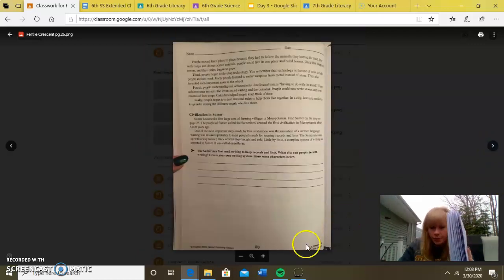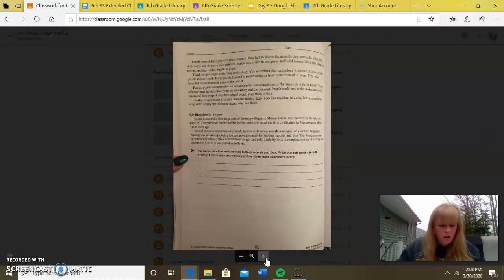Next page. Some people moved from place to place because they had to follow animals they hunted for food. But with crops and domesticated animals, people could live in one place and build houses. Once this happened, towns and then cities began to grow. Number 3, people began to develop technology. You remember that technology is the use of tools to help people in their work. Early people learned to make weapons from metal instead of stone. They also invented such important tools as the wheel.